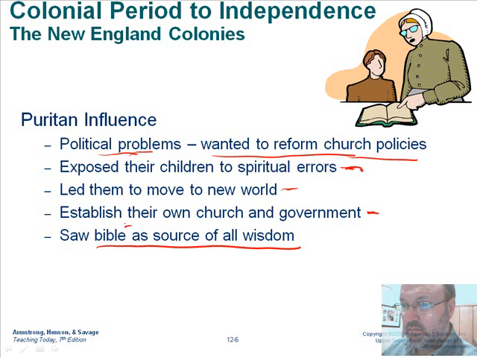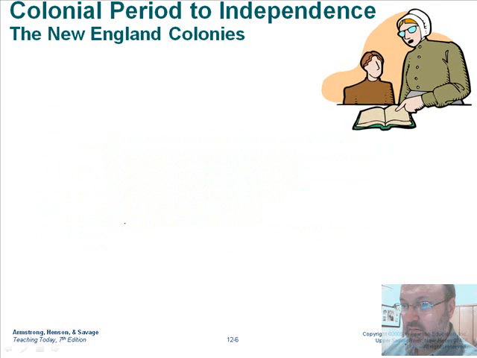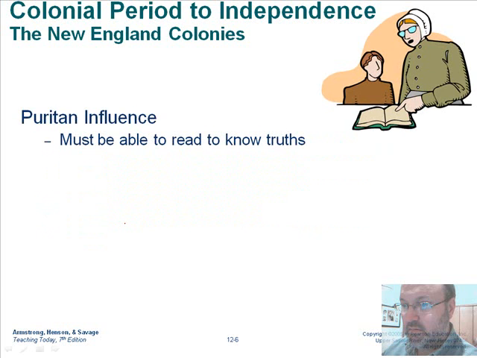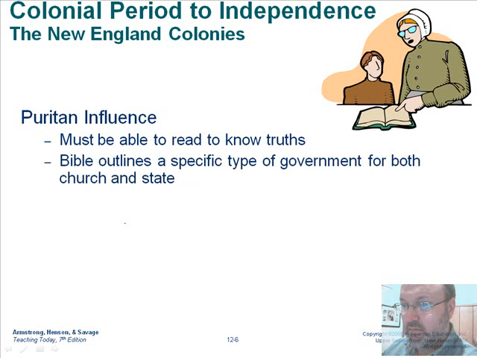Hence, they were looking to be free of religious restriction, not from them. So, what was the Puritan influence? As we talked about earlier, they thought that they had to read to know truths from the Bible. They said the Bible has a specific type of government from both church and state.